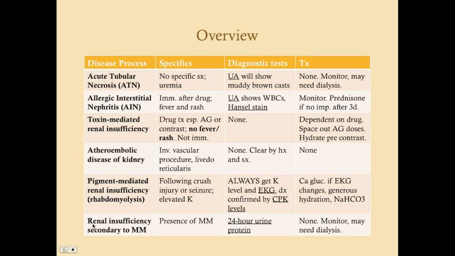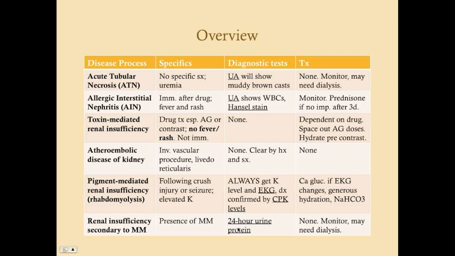There's no treatment for renal insufficiency secondary to multiple myeloma. Renal insufficiency is unfortunately one of the major causes of death for multiple myeloma. So we really just need to monitor these patients, and they're probably going to need dialysis at some point.